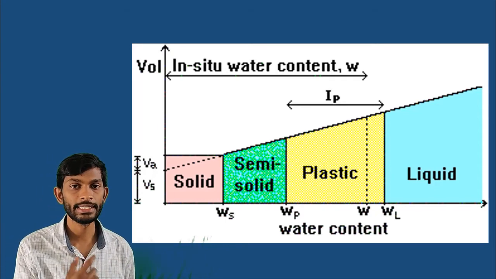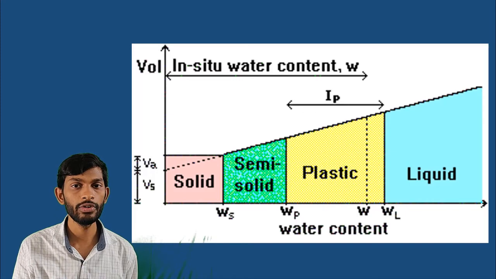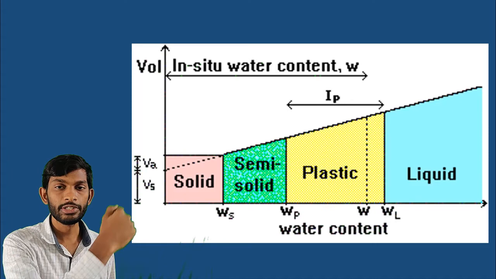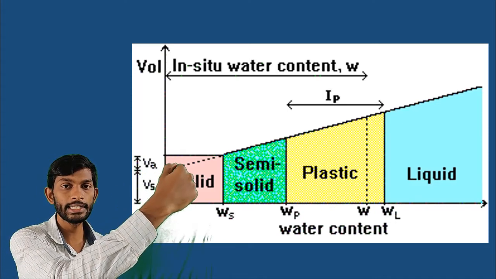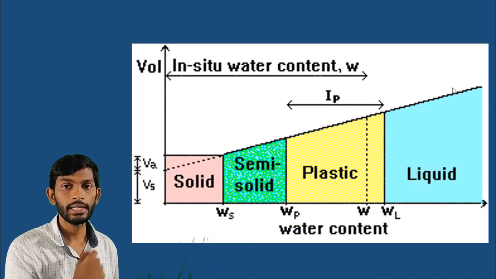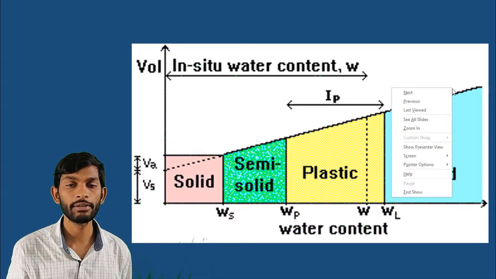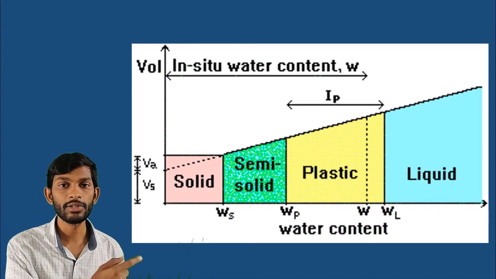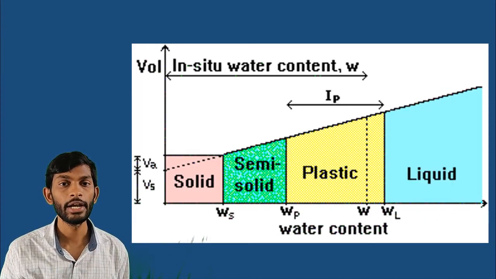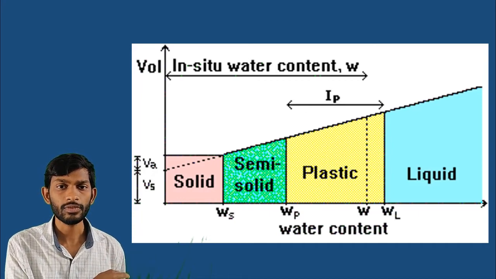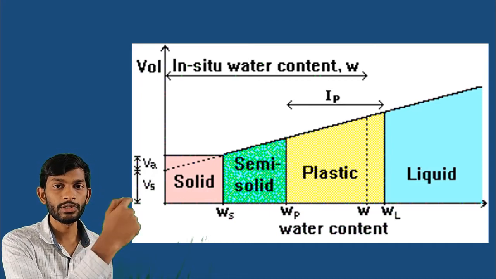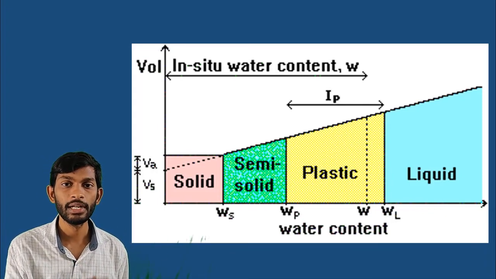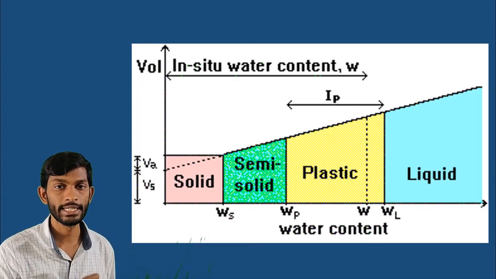So what does this curve indicate? As the amount of water content decreases, it comes from the top to the bottom end. As the water content decreases from top end to bottom end, the soil is getting converted from liquid to plastic state, plastic to semi-solid state, and semi-solid to solid state. I hope it is clear for everyone. So with the decrease in water content, the soil property is getting changed from liquid state to solid state, right?